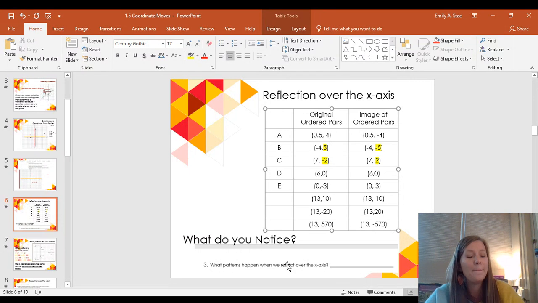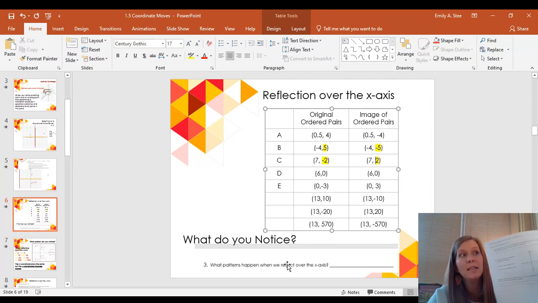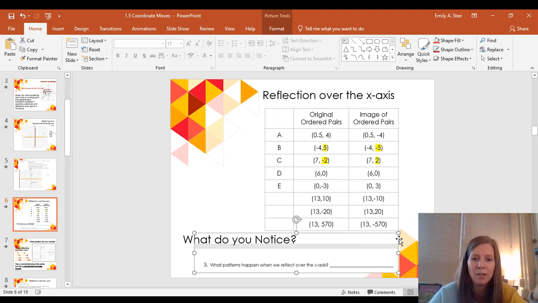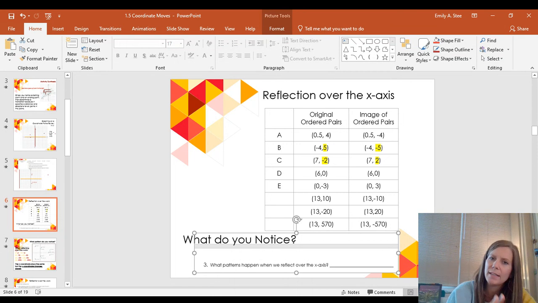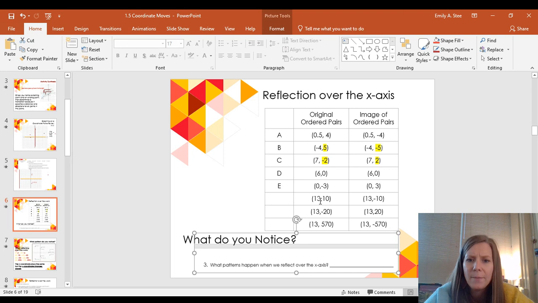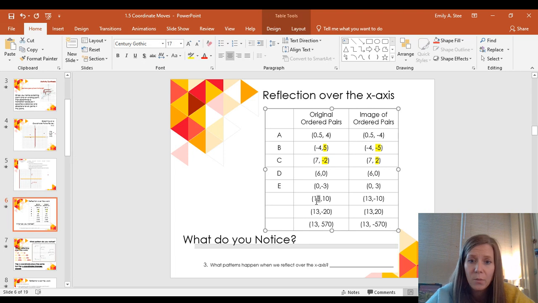On the back of your worksheet, number 3, it says, what pattern happens when we reflect over the x-axis? What's happening there? Let's look again at some generic points. It was 13 as an x, 13. My y, the number is staying the same, but what is happening with the positive and the negative? I'm going to give you a moment to write down your answer.